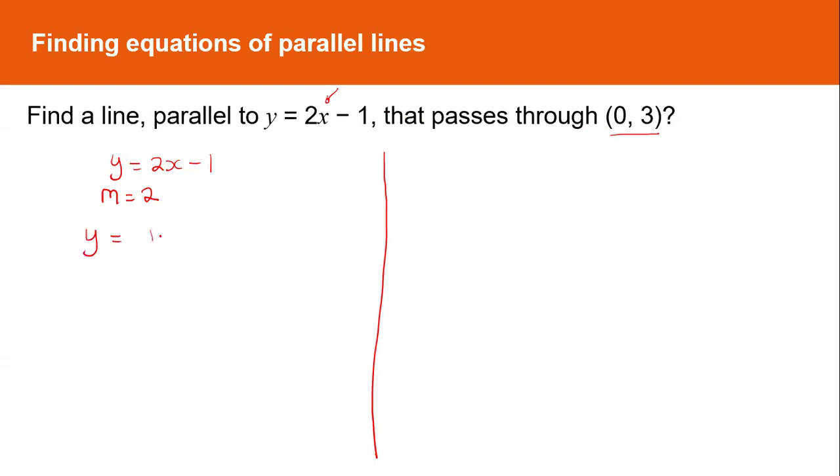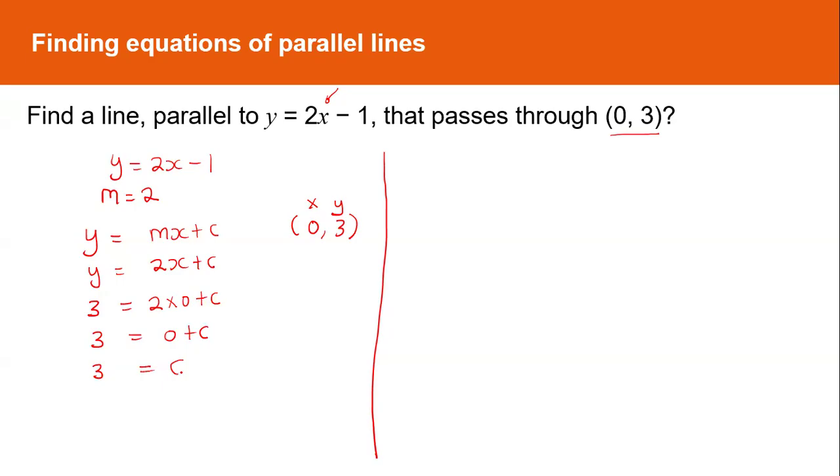We are going to say y is equal to mx plus c. Then we shall say y is equal to the gradient we know already, 2x plus c. But they have given us a point 0, 3. So this is your x and this is your y. You substitute in for your x and for your y. So I say my y is 3, equal to 2 times 0 plus c, which is going to be 3 is equal to 0 plus c, and therefore 3 is equal to c.